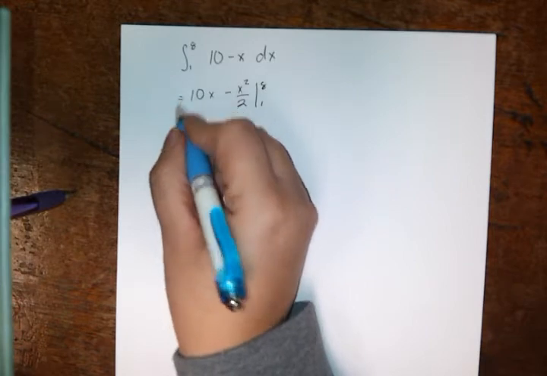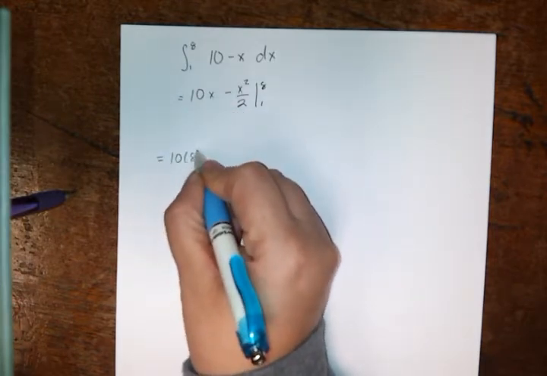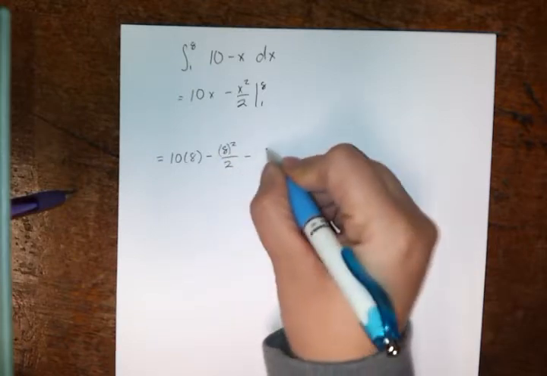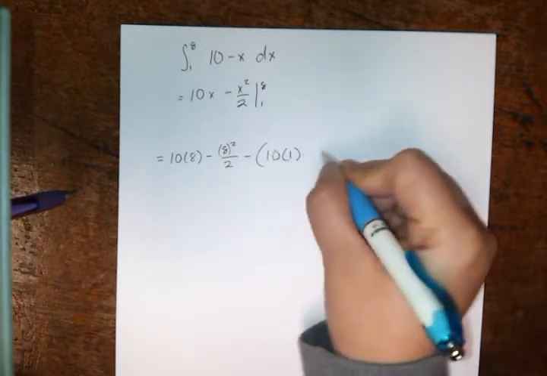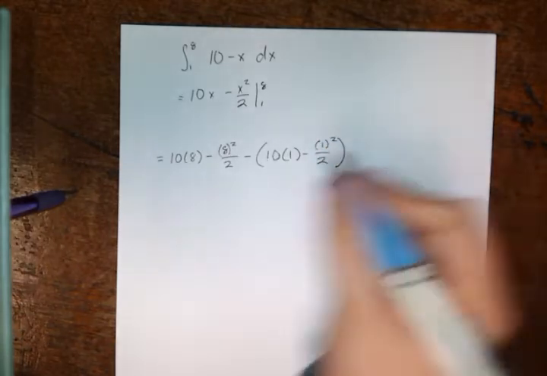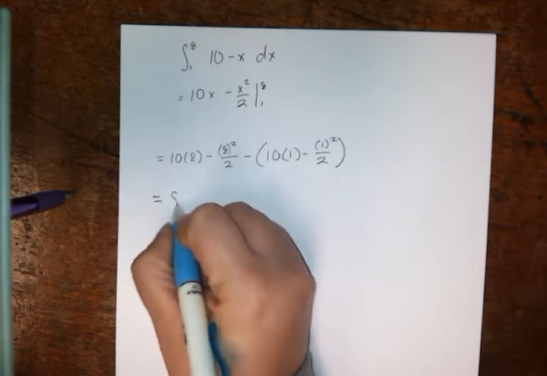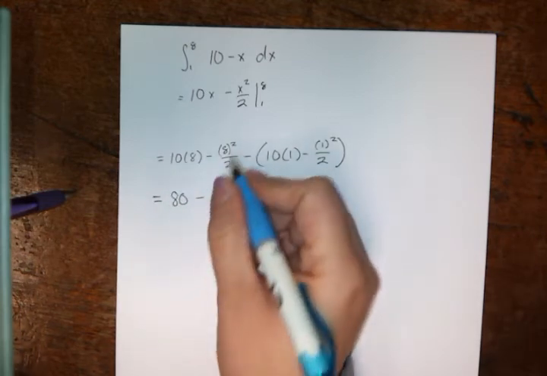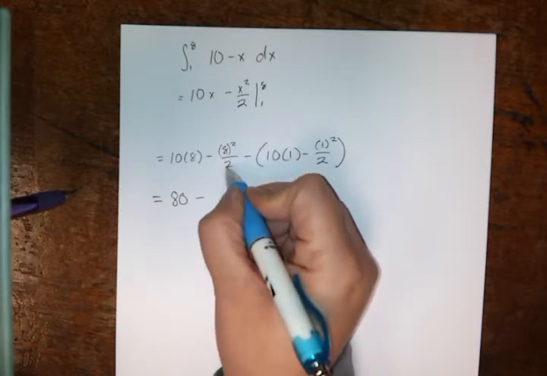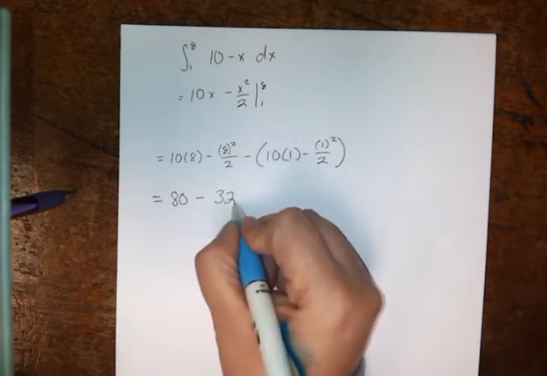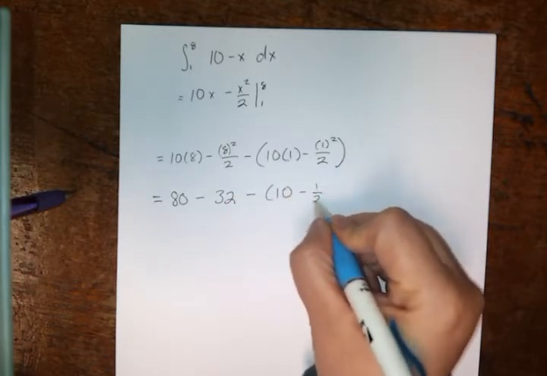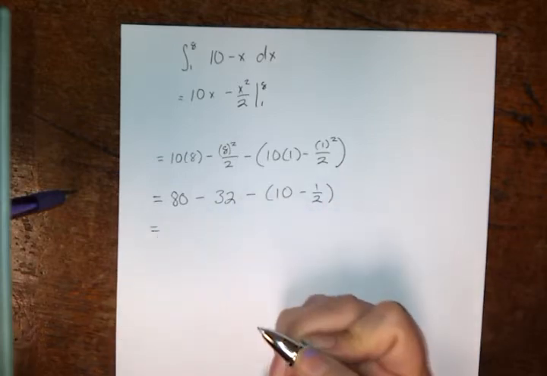So that equals 10 times 8 minus 8 squared over 2, minus 10 times 1 minus 1 squared over 2, okay? And I can start simplifying that. My 10 times 8 gives me 80. 8 squared is 64, divided by 2 is going to give me a 32. Minus, I've got 10 and a 1/2 here, and then I can keep simplifying.